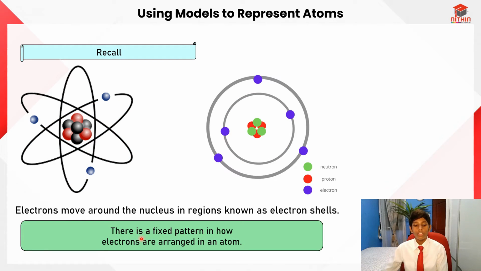Next, there is a fixed pattern in how electrons are arranged in an atom. These are not great examples of how it should be fixed. For the two-dimensional figure, it would be better if the electrons were perfectly opposite each other, one over here, one over here, and one over here. It would be better that way, but I'm not complaining, this is an image. So let's go on with some examples.